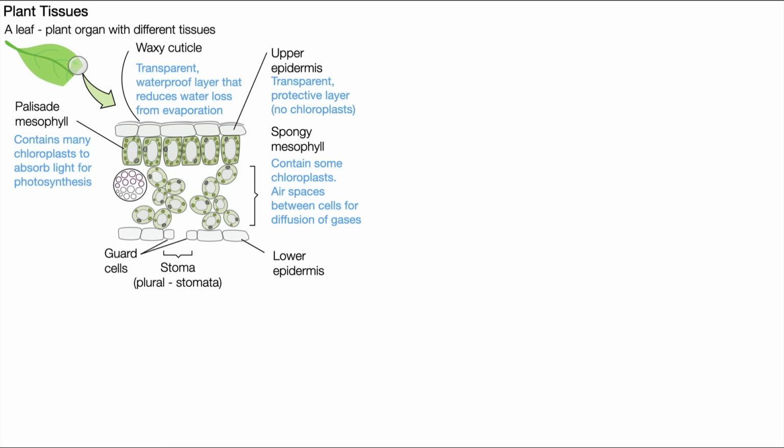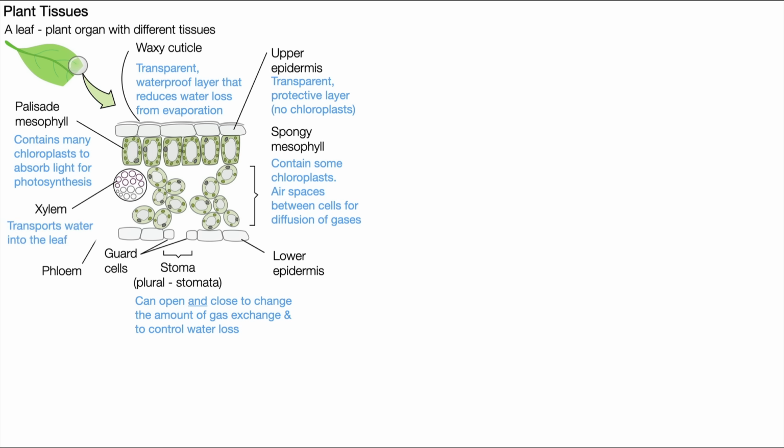And stomata are little openings in the bottom of leaves, usually in the bottom of leaves, and they are made up of two guard cells. Stomata can open and close to change the amount of gas exchange and to control water loss. This is xylem tissue. This will transport water into the leaf, and below that is what's called phloem tissue that transports sugars out of the leaf.